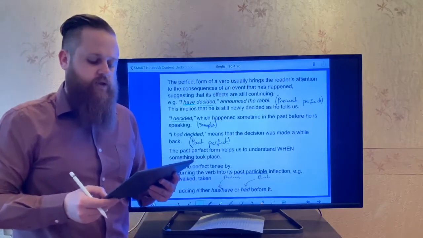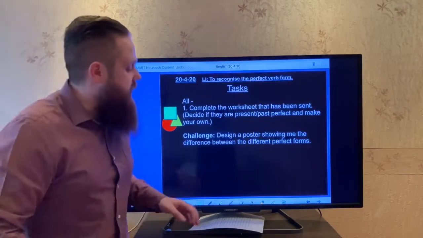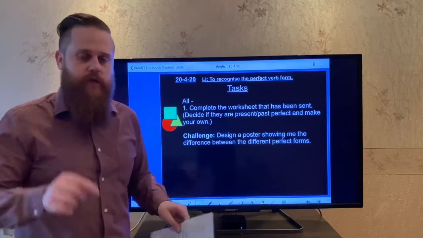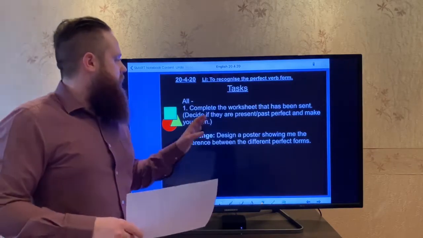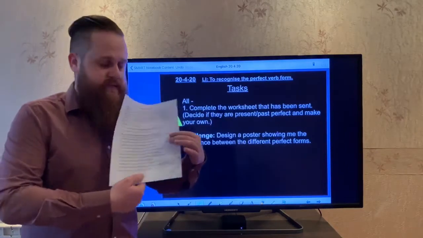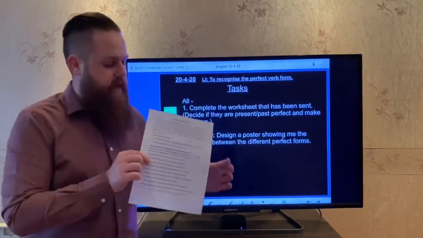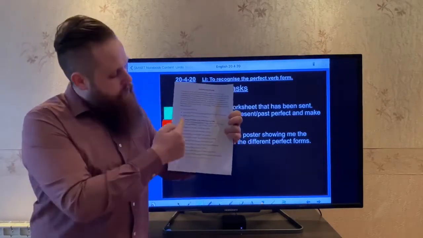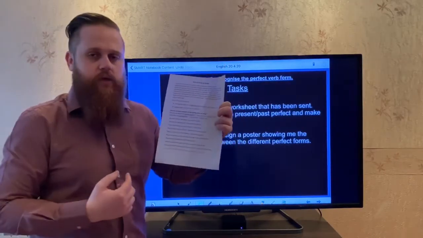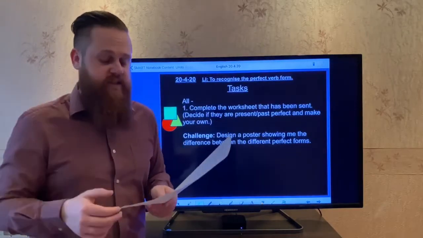Now then, your task for today, Year 6, is as follows. I would like you to complete the worksheet that I have sent to your parents. Of course, it's on the Google Drive as well. If you're using a daily task sheet, you can click on the link and it'll be sent to you there. You need to decide if these sentences are present perfect or past perfect. So this is the information that I've just been talking about. Your questions are all numbered 1 to 10 for you to answer. And then at the bottom is a little challenge that you must do. It's not an optional challenge, it is a challenge that I would like you to do.